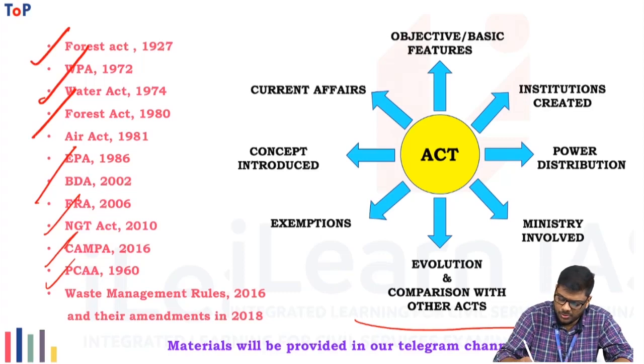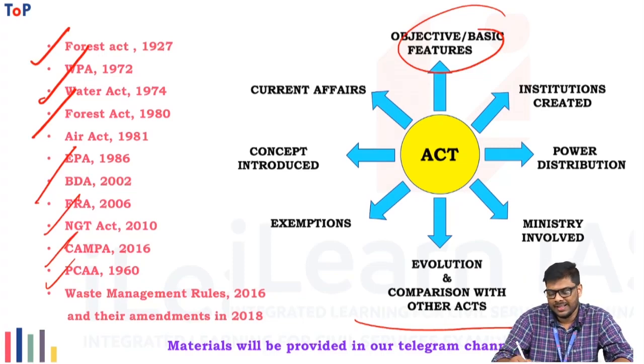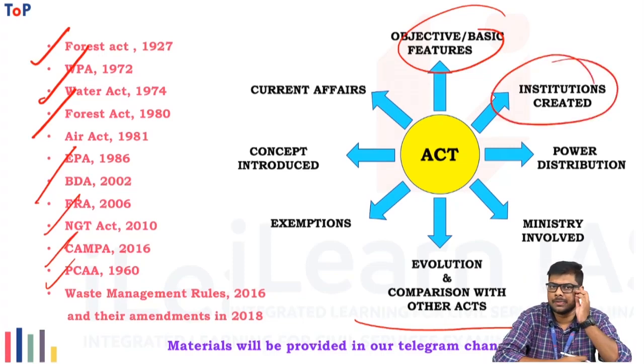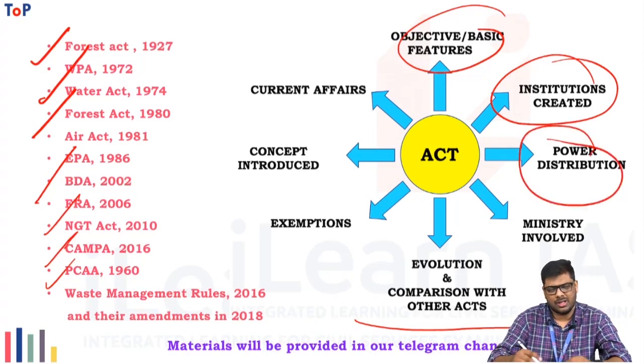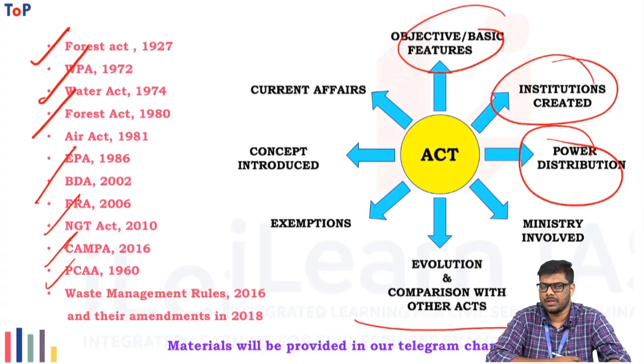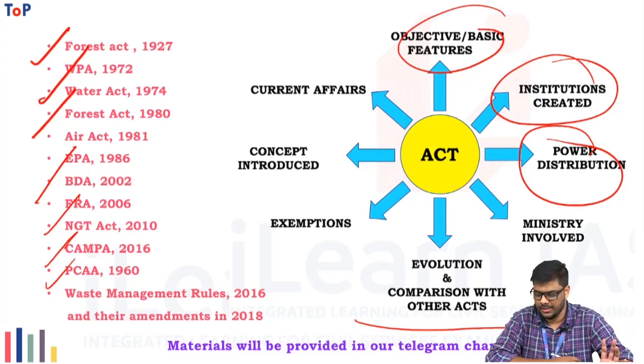So look, you have to be thorough with the basic objective or basic features of any act. And if there are any institutions created by that particular act, you have to be thorough with them. And if there is any change in power distribution between the Union and state governments, you have to be thorough with it: which has more power, and power on which thing. These kinds of things should be studied.